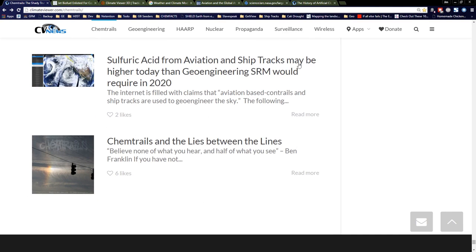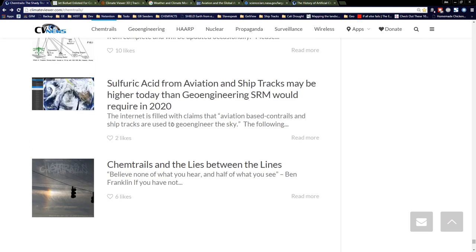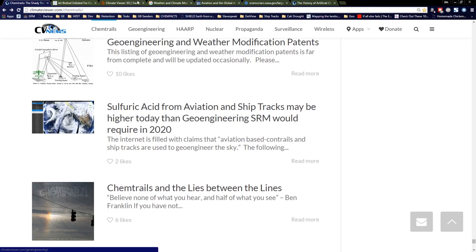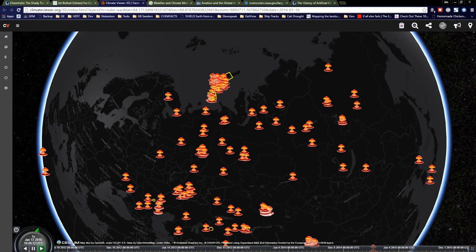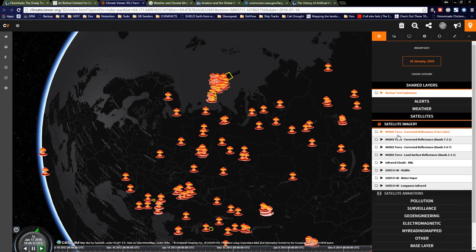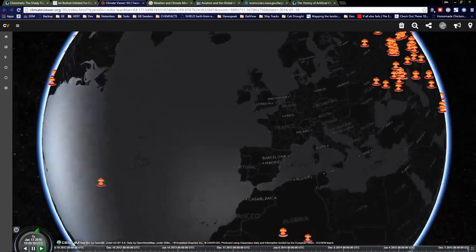Sulfuric acid from aviation and ship tracks may be higher today than geoengineering SRM would require in 2020. And that's a fact. There's already enough sulfuric acid and acid rain up there, more than what David Keith ever asked for. So real quick over here in Climate Viewer 3D, we're gonna look at the satellites. I'm gonna click on this bad boy.